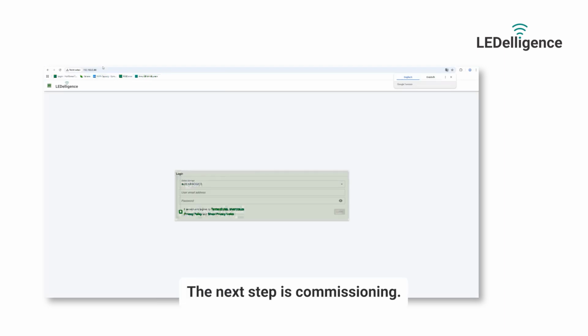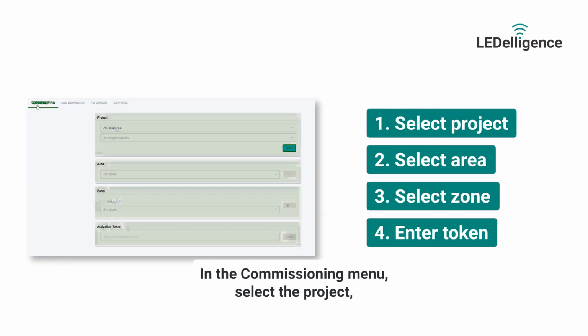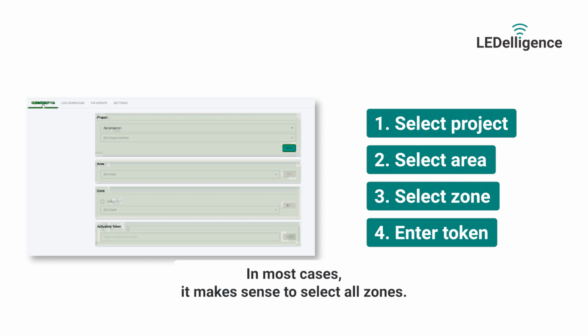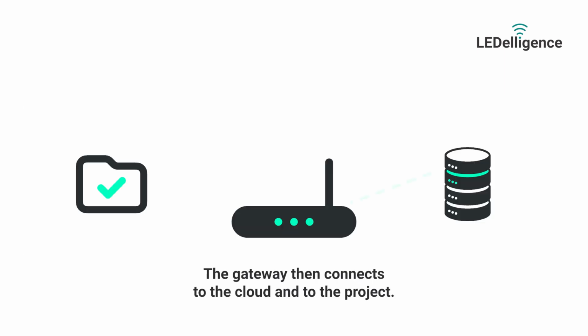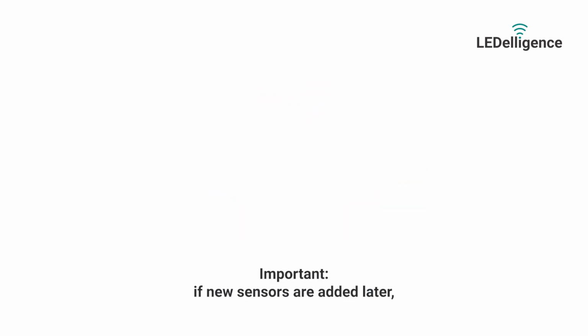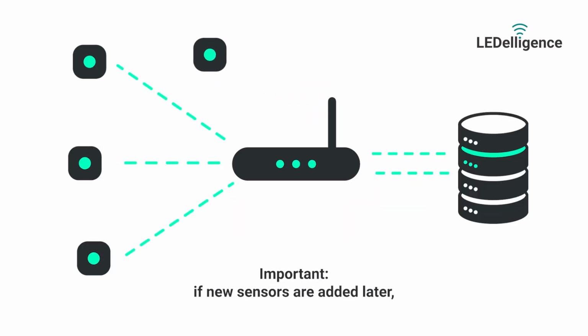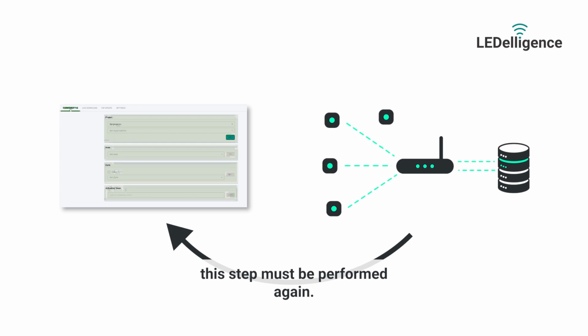The next step is commissioning. In the commissioning menu, select the project, the appropriate area, and the desired zones. In most cases, it makes sense to select all zones. Then enter the activation token. The gateway then connects to the cloud and to the project. Important: if new sensors are added later, this step must be performed again.